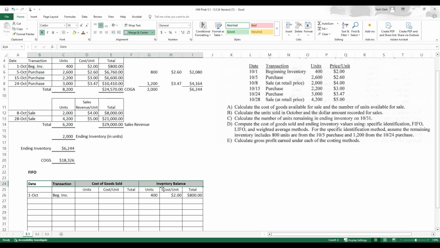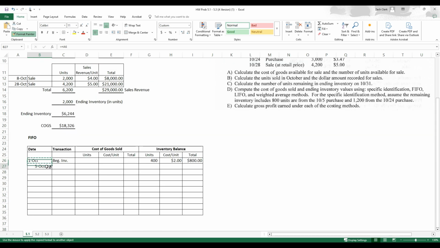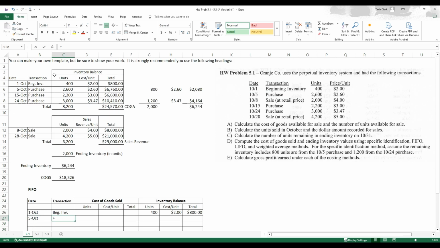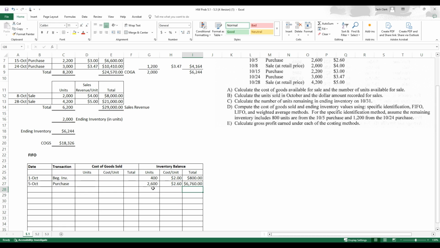So that's our beginning inventory. Then we had a purchase that happened on the 5th. Our sale didn't happen until the 8th, so we don't have to worry about that yet. Let me make this look the same there. And this was a purchase, not in the cost of goods sold section, but in the inventory balance section here. So pull that formula down. Okay. And then, so when we had our first sales transaction here, I'll just do totals like this.